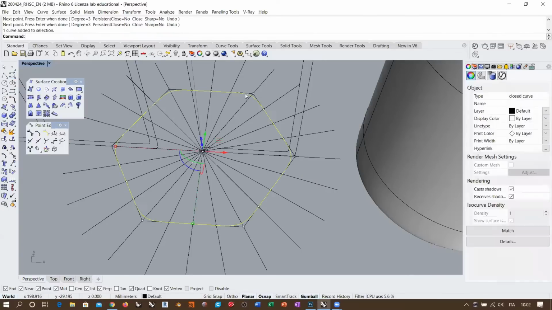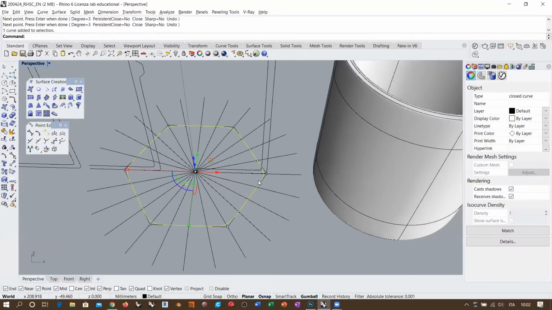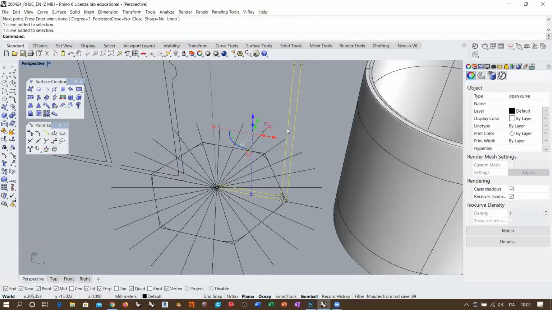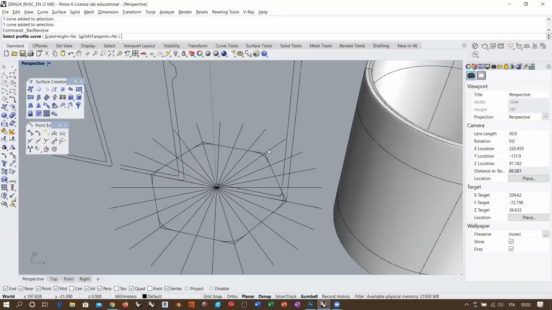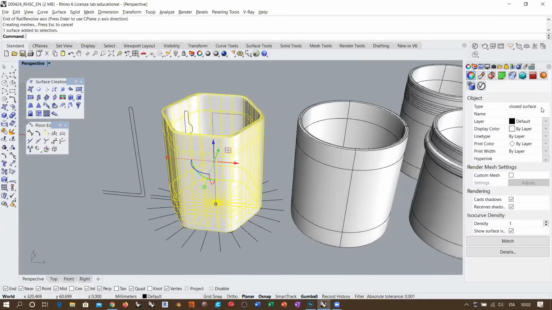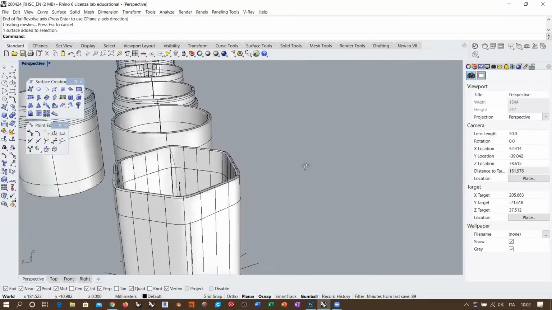Okay, so I have this curve, which is a smooth curve, a hexagonal smooth curve, that I'm going to use as the rail. So I have a smooth profile and a smooth curve, like a rail. And then I do rail revolve, profile, rail, and axis, and I get one single closed surface as a result.